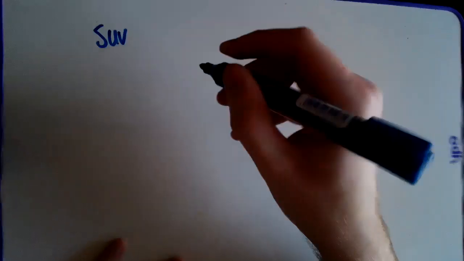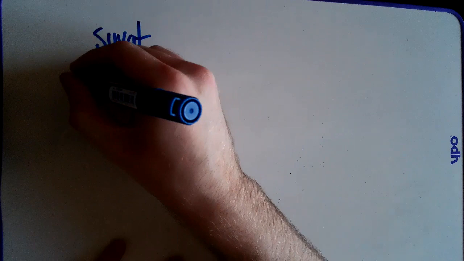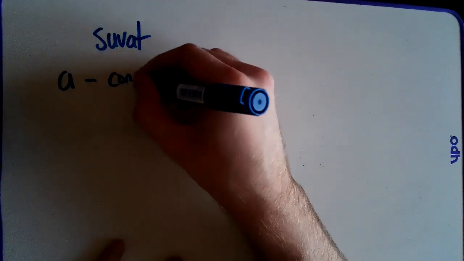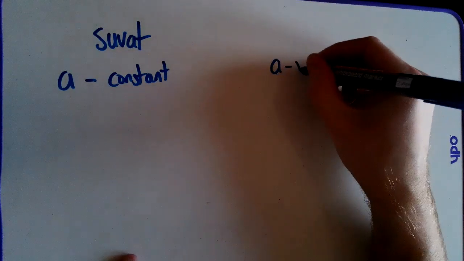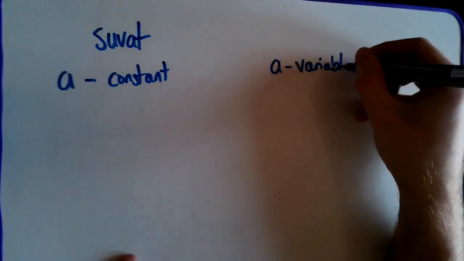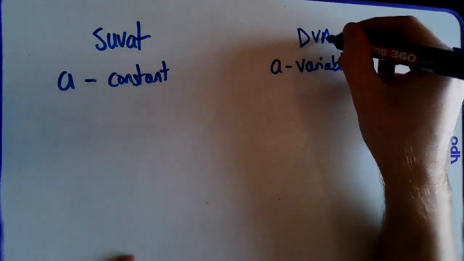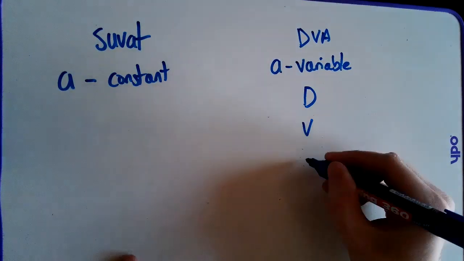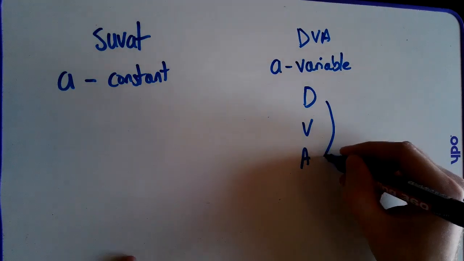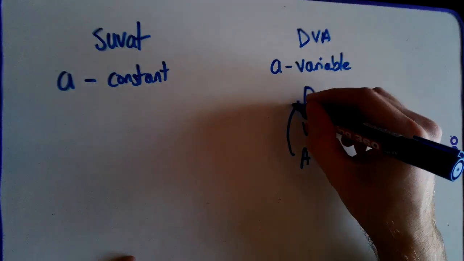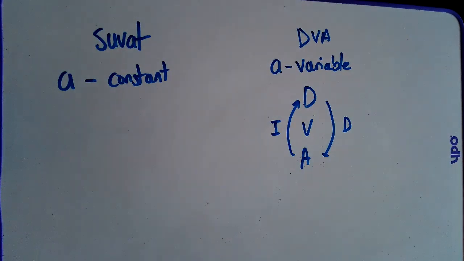So let's start with suvat. Just remember there's 5 equations that you get given, so you don't have to memorize them, but we can only use suvat if A is constant. So if we have constant acceleration. If A is variable, so that means A changes, then we don't use suvat, we use dVA. And that's when we have displacement plus the acceleration. And to go down, we differentiate. To go up, we integrate. Okay, we'll do a bit of that with vectors as well.